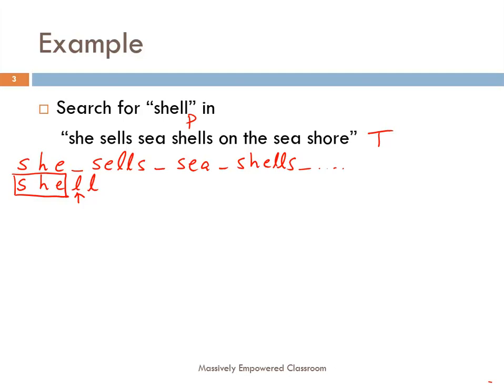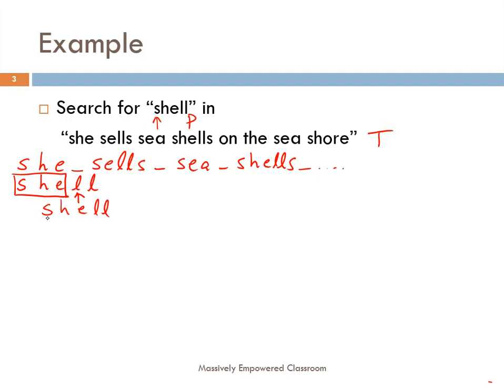So now what do we do? We need to look for another position in the text to start doing this comparison. How do we do that? In a smart algorithm, you might do something like, let's look for the next occurrence of S, because the first letter of the pattern is S. Here we don't do anything like that. We simply advance it 1 position, and I write shell here.